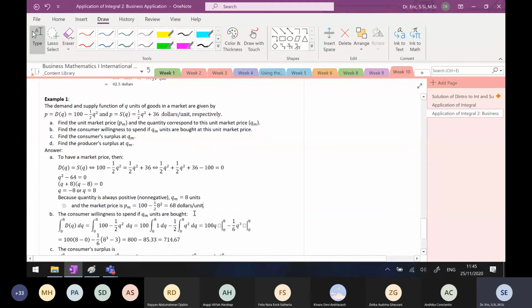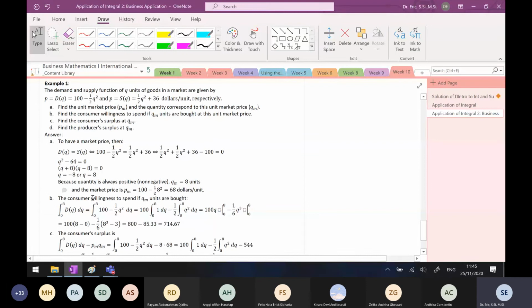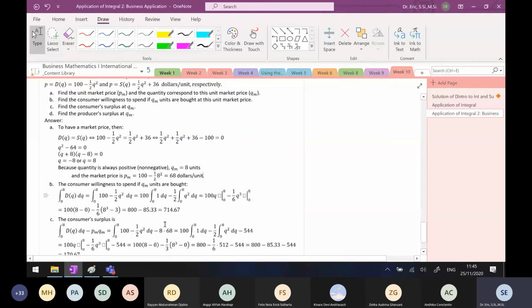What is the consumer willingness to spend if Q_M units are bought? Very easy: the integral of D(Q) dQ from 0 to 8. I can do the following calculation, and I have 714 and 2/3, that is 0.67. And the units are in dollars.